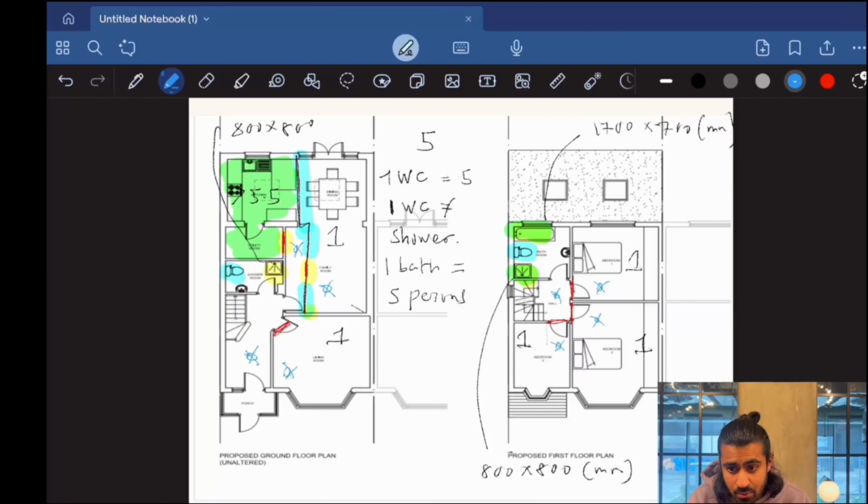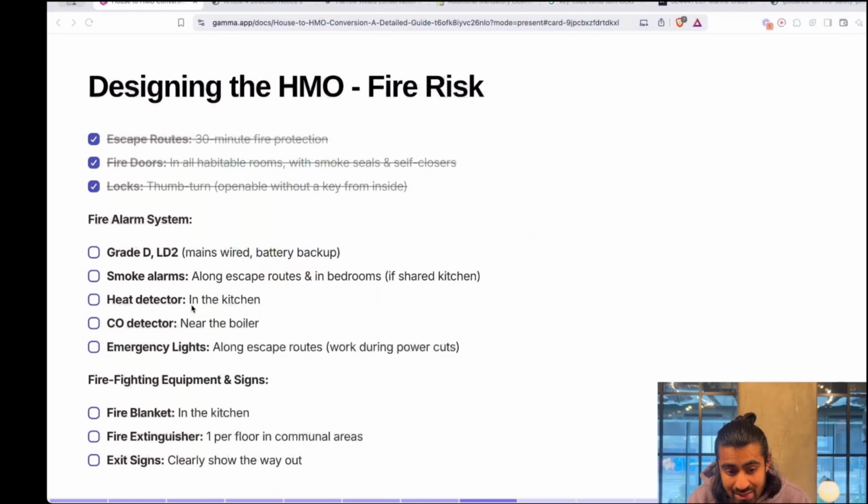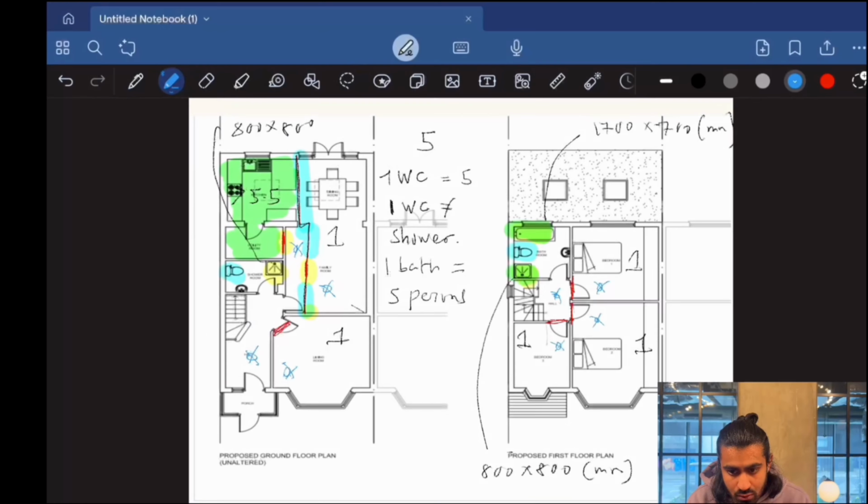These smoke alarms are super important. They're mains wired, so they're connected to the mains wiring, and they're also battery operated in case the mains wiring goes off. But it's really important they're mains wired. Next, you have a mains wired heat detector, and that goes in the kitchen. So we can just put the heat detector here.